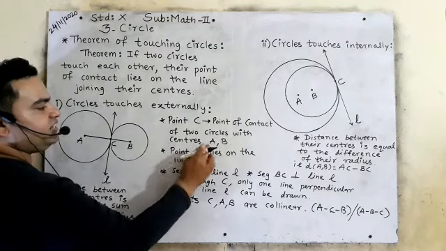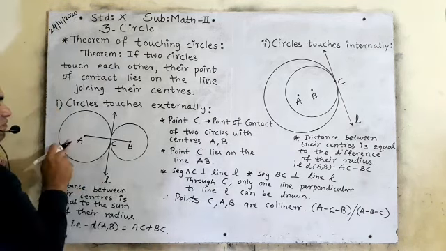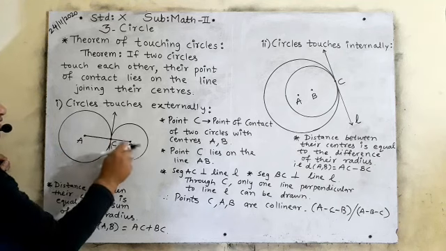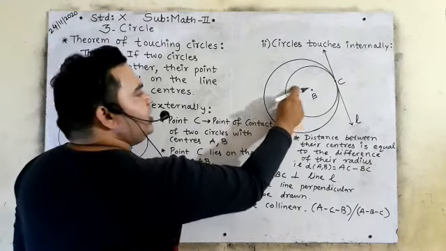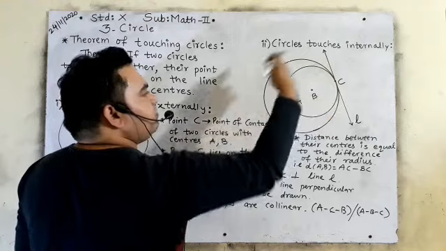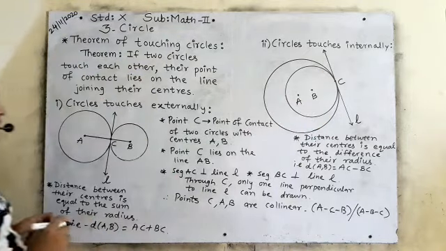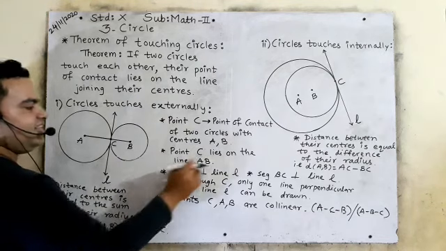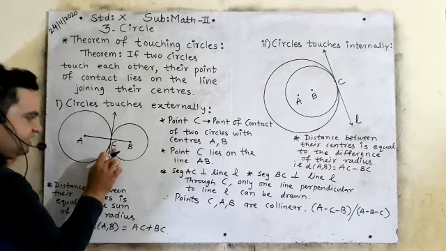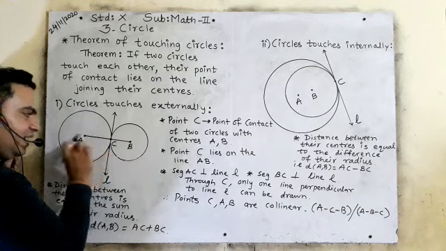Point C is the point of contact of two circles with centers A and B. A is the center of the bigger circle, B is the center of the smaller circle. Here also point A is the center of the bigger circle and point B is the center of the smaller circle. Now point C lies on the line AB.